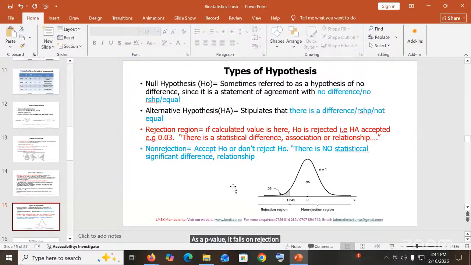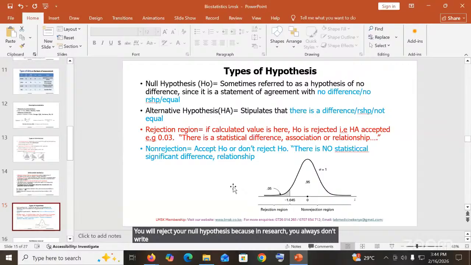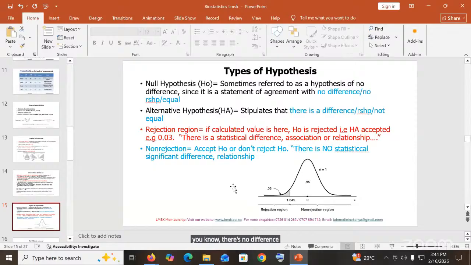That means you will reject your null hypothesis, because in research you always don't write the alternative hypothesis. You always write a null hypothesis. There is no difference. There is no relationship. The mean age of patients is equal. You know, there's no difference there.